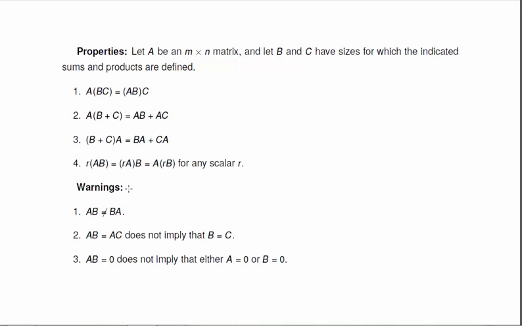AB equal to AC does not necessarily imply that B is equal to C. There are certain cases where this is true, but we need to know more information. We cannot just use cancellation. And finally, AB equal to 0 does not necessarily mean that either A is 0 or B is 0.